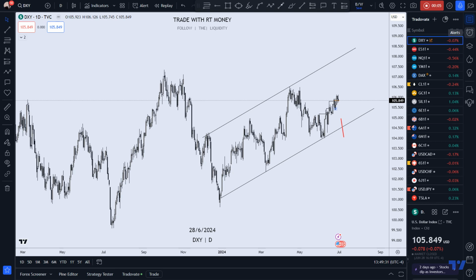And we are going to go over the Dixie, the US dollar index, S&P, NASDAQ, Dow, DAX or German 40, oil, gold, silver. Then we're going to end the video and start another video, part two, for the euro, the pound, Aussie dollar, New Zealand dollar, Canadian dollar, Swiss franc, and the Japanese yen. So follow along. We're going to dive right into it. Let's start out with the Dixie.